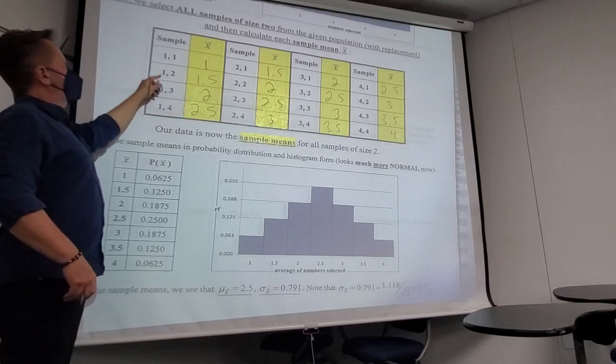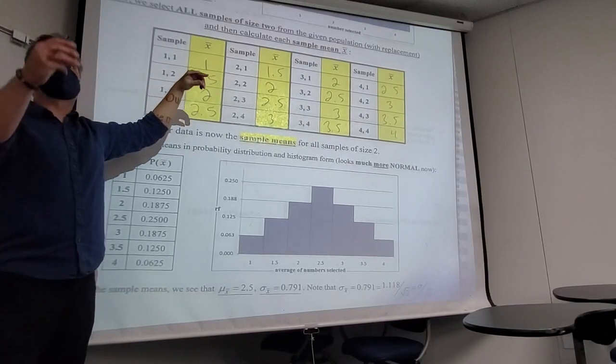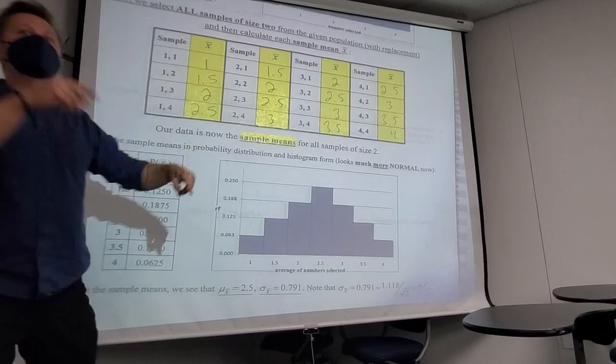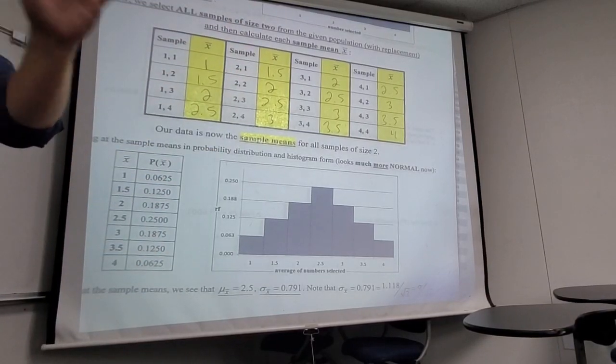And why is this 16? Because there's 4 options for this, 4 options for that. 16. So what would it be if I did samples of 3? 4 options, 4 options, 4 options. 64. There would be 64 elements in that. Do you want to do that?